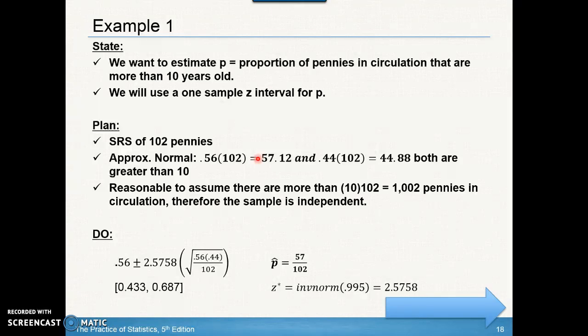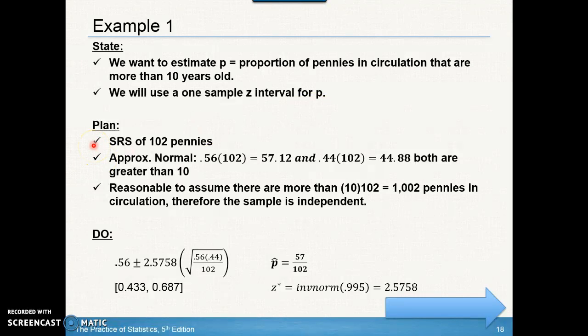All right, so here's what the state portion looks like. You're basically stating what you're doing here, and you're giving the name of the test. What do we want to do? We want to estimate p, the true proportion of pennies in circulation that are more than 10 years old. Just think about this as handing this to somebody and they would be able to read it and completely understand what you're doing. And we are using a one sample z interval for p. You can say confidence interval for p if you want to, to estimate the population proportion.